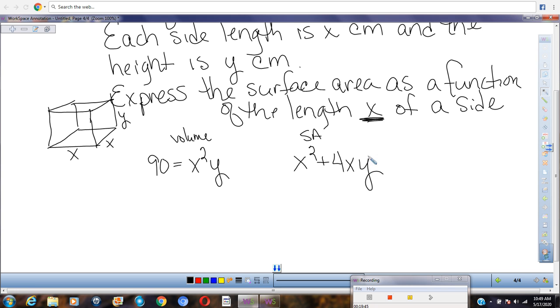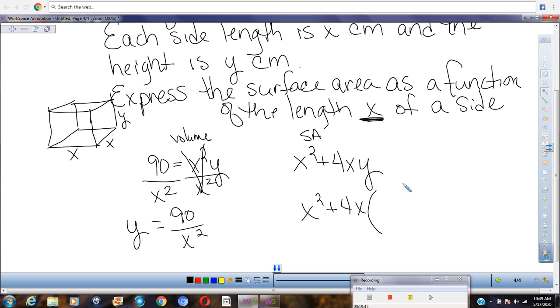Now, the whole idea is just to express the surface area as a function of x, which means we need to get rid of y. Over here, we use this volume, and we can solve for y by dividing both sides by x squared. So I get y equals 90 divided by x squared. I can substitute this into the expression I'm making over here. So I have x squared plus 4x, and replacing y with 90 over x squared. Now I just simplify.